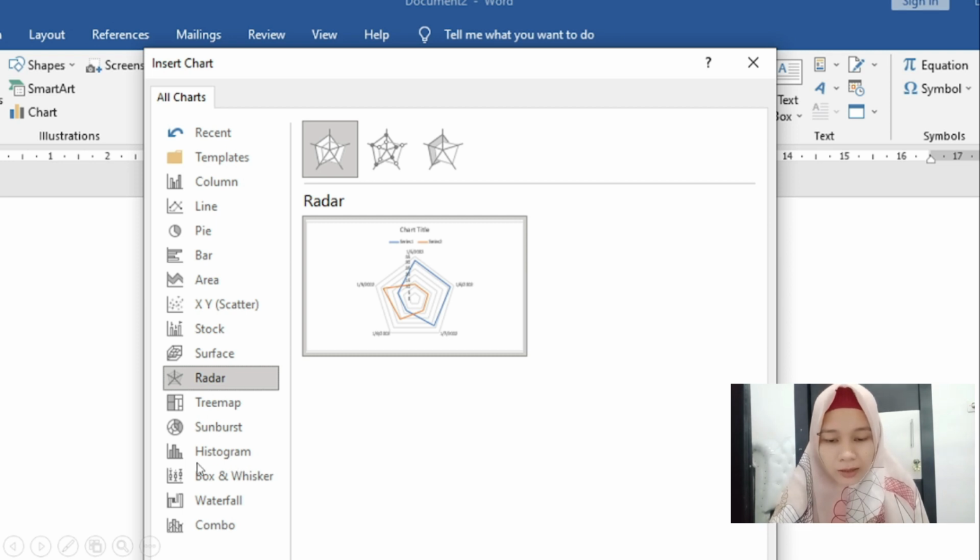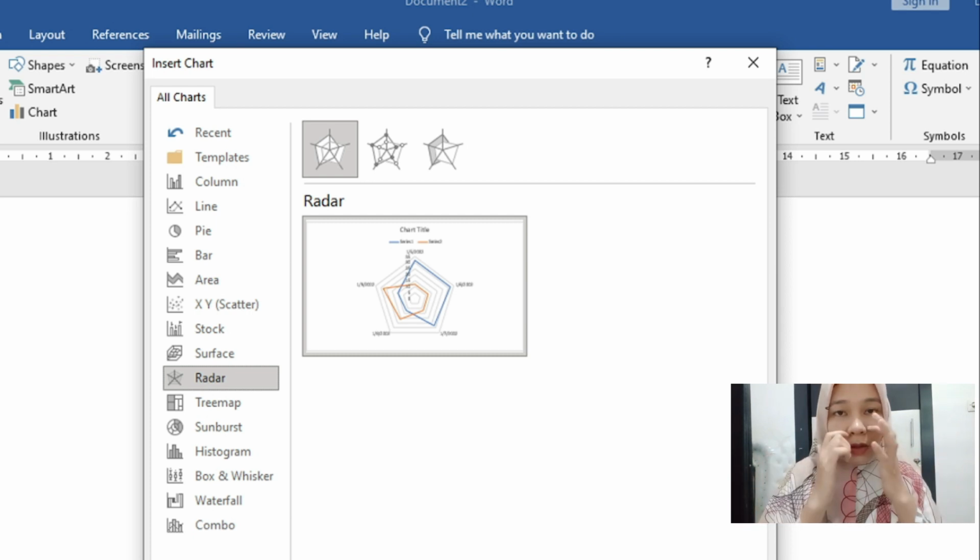Okay. And the 12th type is histogram. Histogram is also a common one. Okay. And for researchers and also for students in our department, the English education department, mostly in their thesis they have a histogram. Okay. And number 13 is box and whisker. Number 14 is waterfall, and the last is combo. 1, 2, 3, 4, 5, 6, 7, 8, 9, 10, 11, 12, 13, 14, 15.